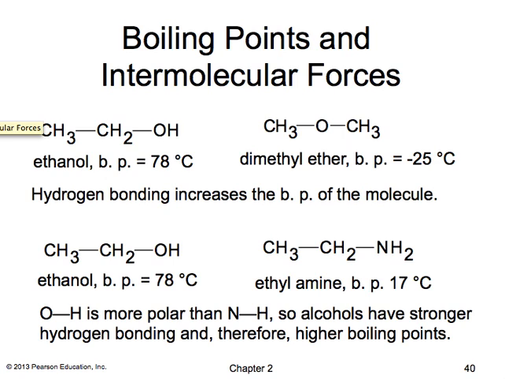Boiling points and intermolecular forces. If we look at ethanol and dimethyl ether versus ethanol and ethylamine, the hydrogen bonding increases. As that increases, it also increases the boiling point of the molecule. Here's ethanol, whose boiling point is higher than dimethyl ether because it has that H for hydrogen bonding. O-H is more polar than N-H in the case of ethylamine versus ethanol. So alcohols have stronger hydrogen bonding and therefore higher boiling points than, for example, ethylamine.